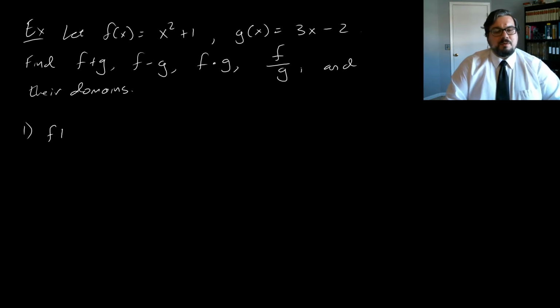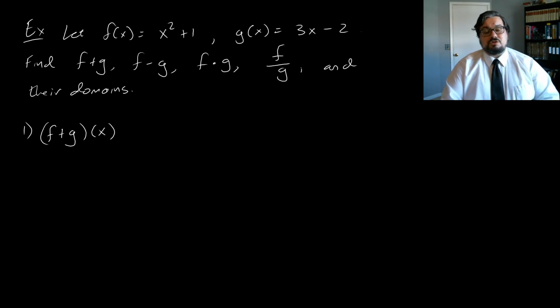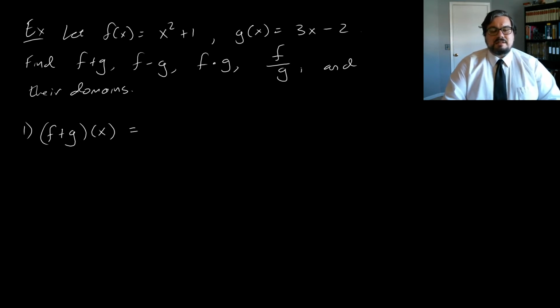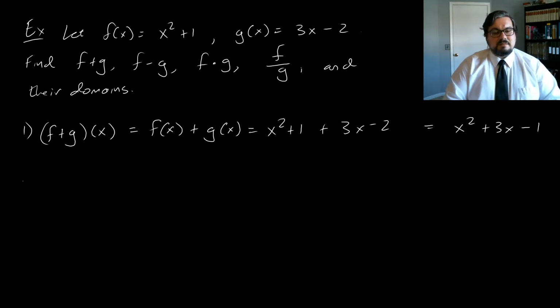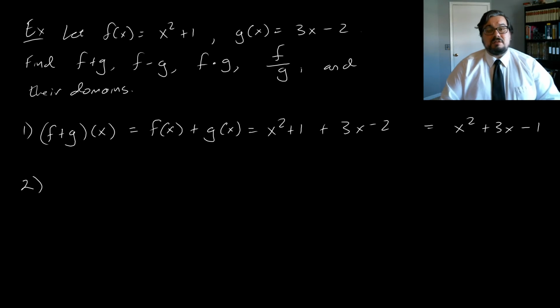So part 1, if we want f plus g, the way that we're going to describe the function f plus g is to describe what happens to it when you plug in a number x. Well, f plus g of x, by definition, is f of x plus g of x. Now, f of x, we know, is x squared plus 1, and g of x is 3x minus 2. So we can combine these together and get that this is x squared plus 3x minus 1. So that's the function f plus g of x. I'm going to leave space down below here for when we talk about the domain.